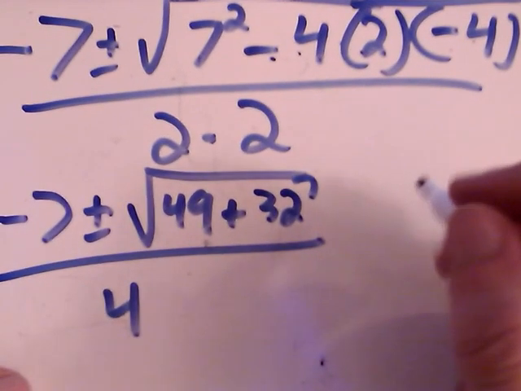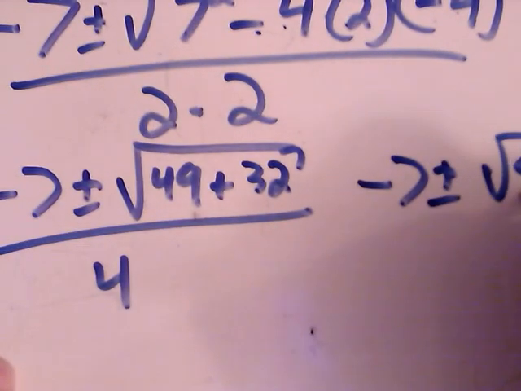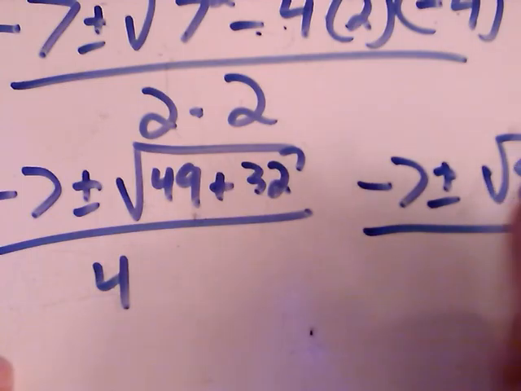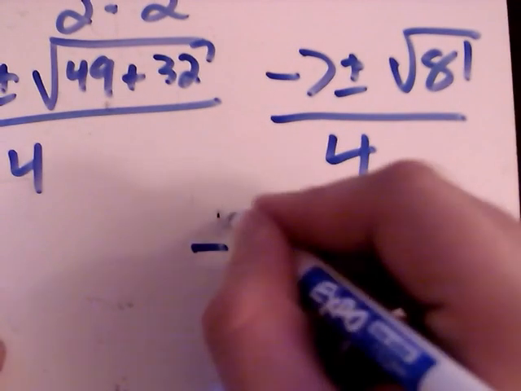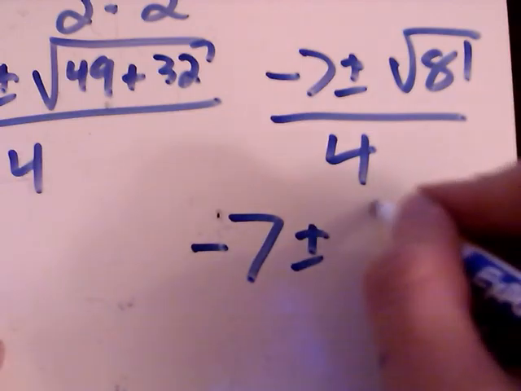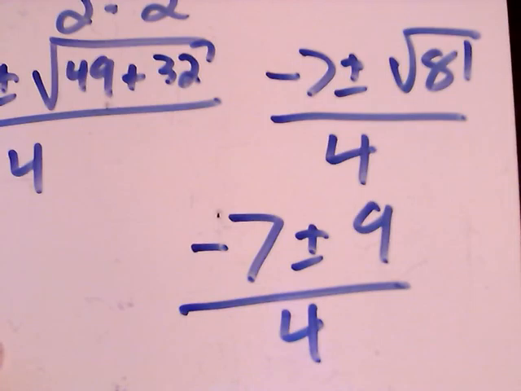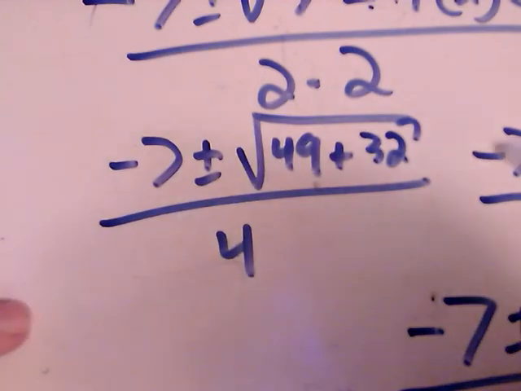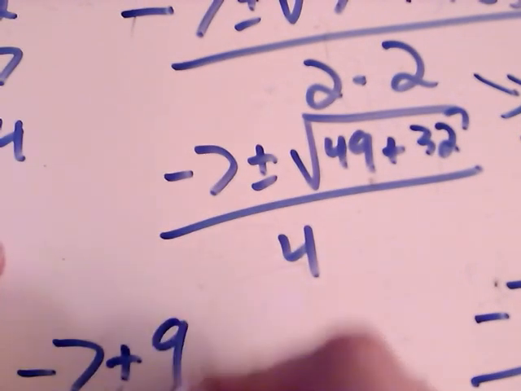Okay. So I'm going to simplify again. We get negative 7 plus minus the square root of 81. That's 49 plus 32 all over 4. Simplify, keep simplifying. Do as much as you can without a calculator. All this stuff you can do without a calculator. Square root of 81 is 9. So we went this way, and now we're going down here. I'm going to go ahead and split it up for us.